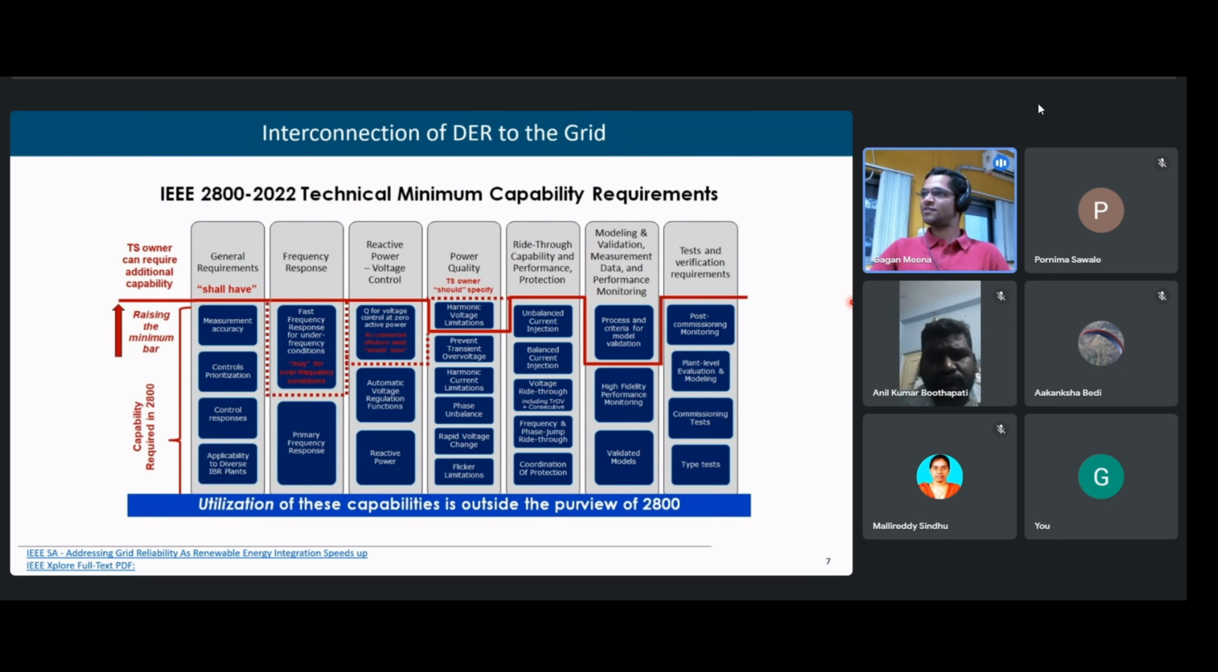Have you heard of this low voltage ride through capability or high voltage ride through capability? Anyone?